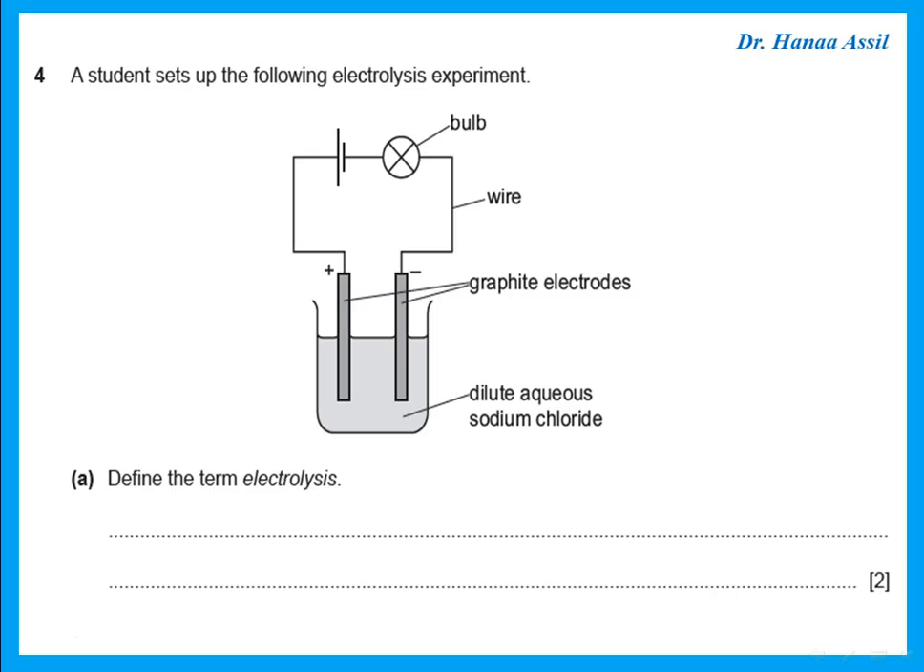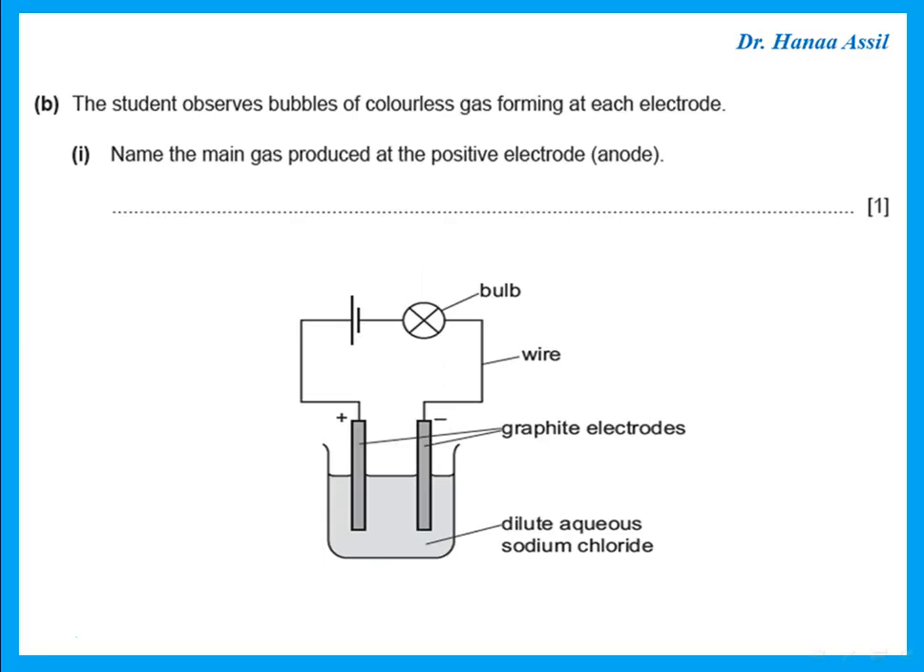A student sets up the following electrolysis experiment. First of all, define the term electrolysis. What does electrolysis mean? Electrolysis means breakdown of an ionic compound using an electric current. The student observes bubbles of colorless gas forming at each electrode. Name the main gas produced at the positive electrode.